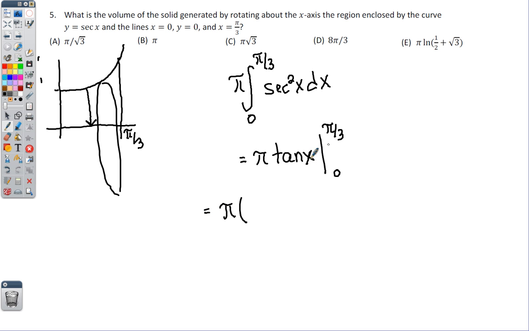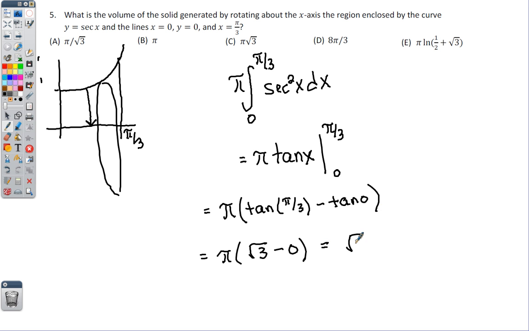Okay. And then I have pi times tangent of pi/3. Well, hopefully you guys have studied all of your trig facts, and you know that the tangent of pi/3 will be just √3. Minus tangent of 0. Tangent of 0 is 0. And so I'm just going to get √3 times pi, which is C.